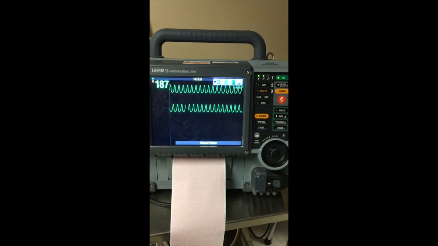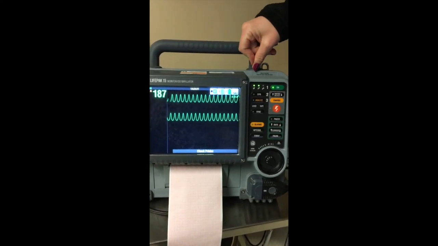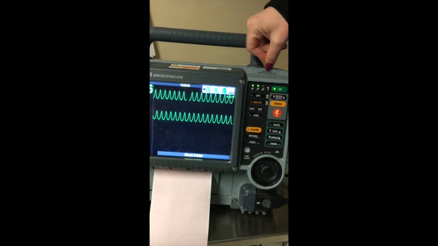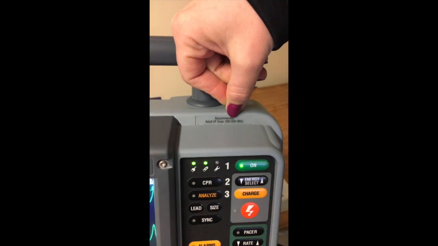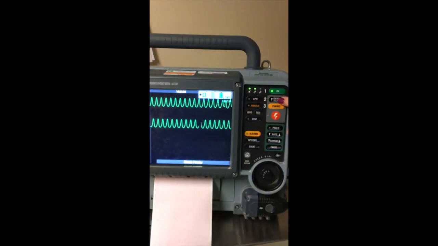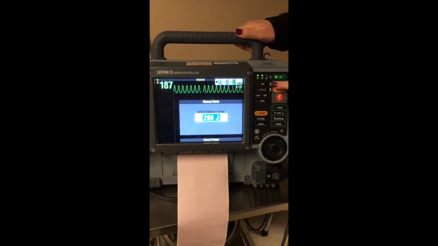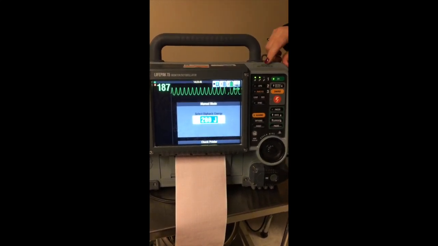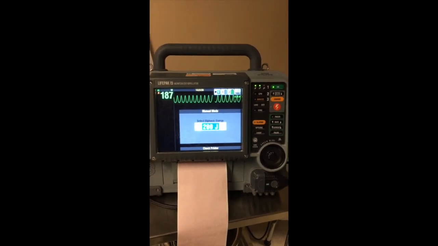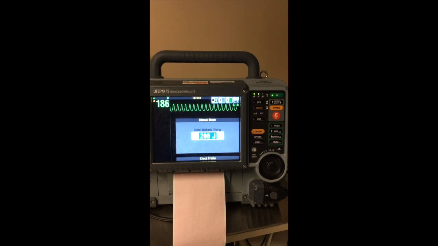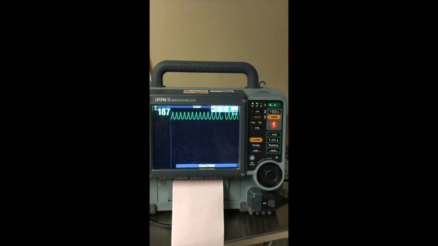Now, if you don't have an algorithm right by your side and you're like, I don't know how many joules to shock them at, there's this great little tool up here for recommendations on how much joules. So it's 200, 300, and 360, which means the first joule that you shock them at will be 200. And then if we had to shock them again, it would be 300. If we shock them a third time, it's going to be 360. But peds, that's adult. 2 to 4 joules per kilogram for the first and second shock.